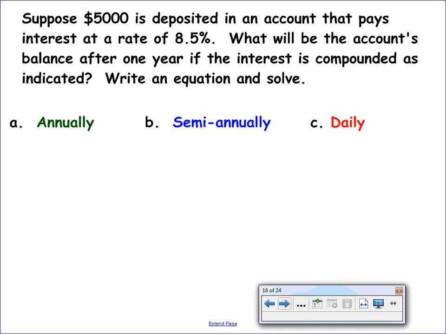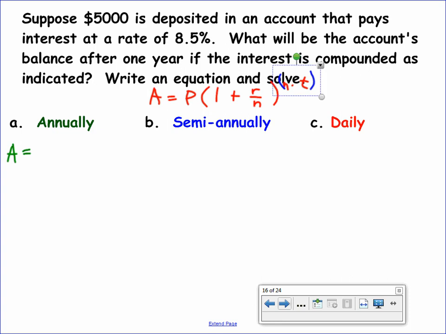And so to calculate the amount of interest, the amount in your account A would be given by your principal investment P times the quantity 1 plus R over N, where R is your interest rate as a decimal, N is the number of times compounded in here, all raised to the N times T. To be safe, I always put this exponent, N times T, in parentheses, so that I know that the entire quantity is being raised to that.